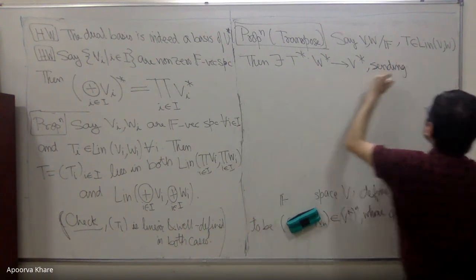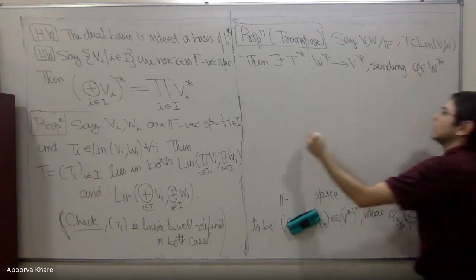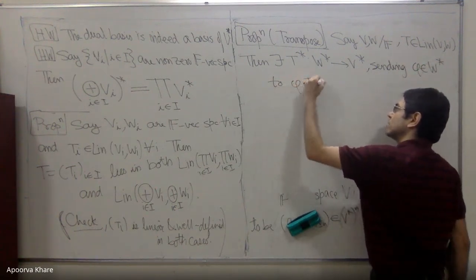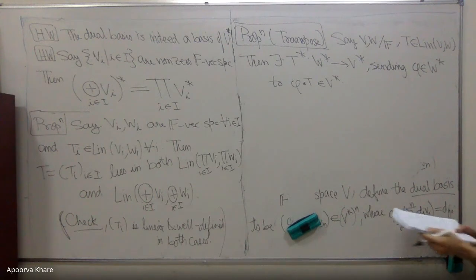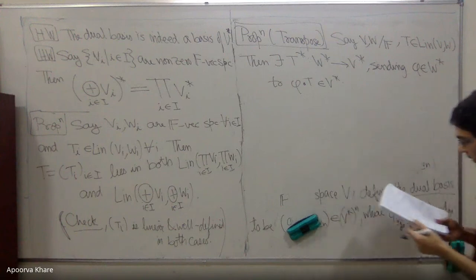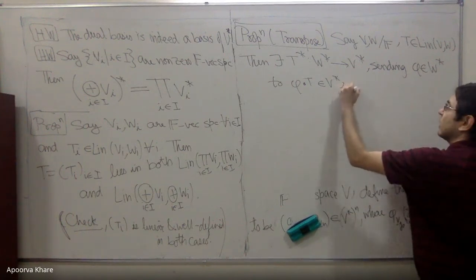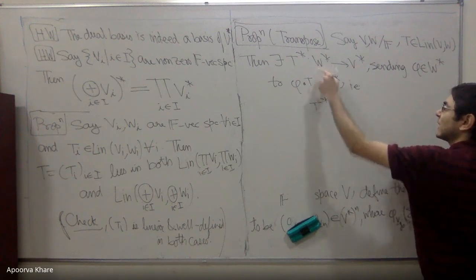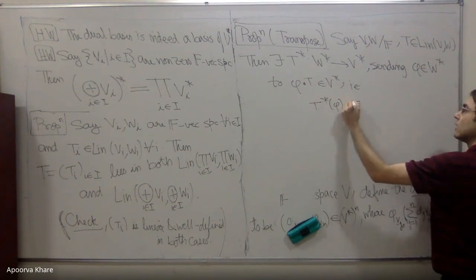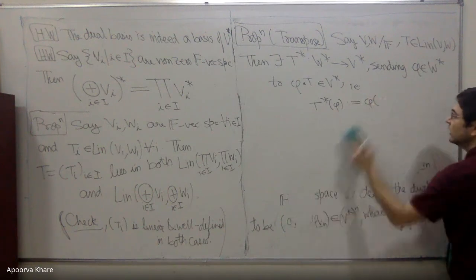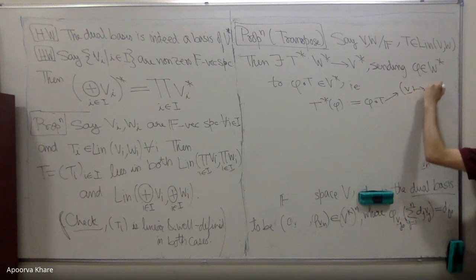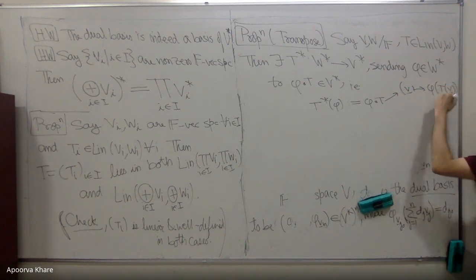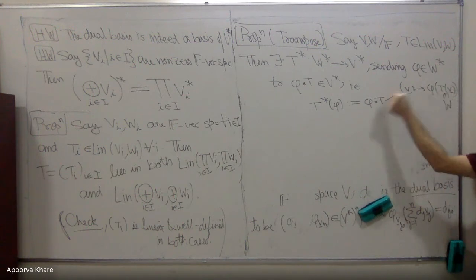What it sends? It sends phi in W star to phi composed T in V star. Okay, there's not much to do here. So in other words, you define T star. T star takes as input a functional phi, and this gives you phi composed T, which sends V to what? Phi of T of V, right? So first T of V belongs to W, and phi is in W star, so this takes it to a scalar.